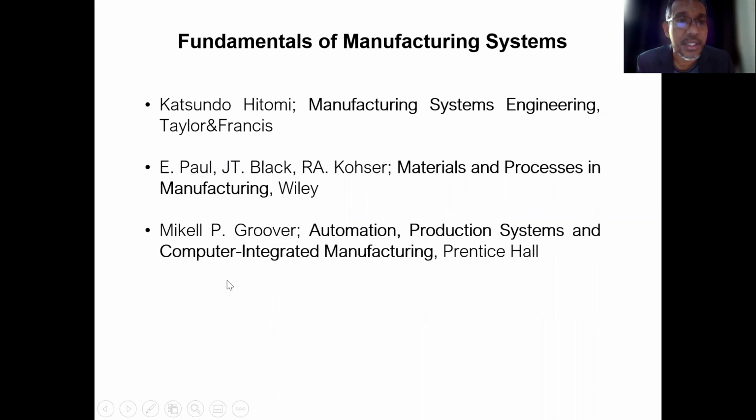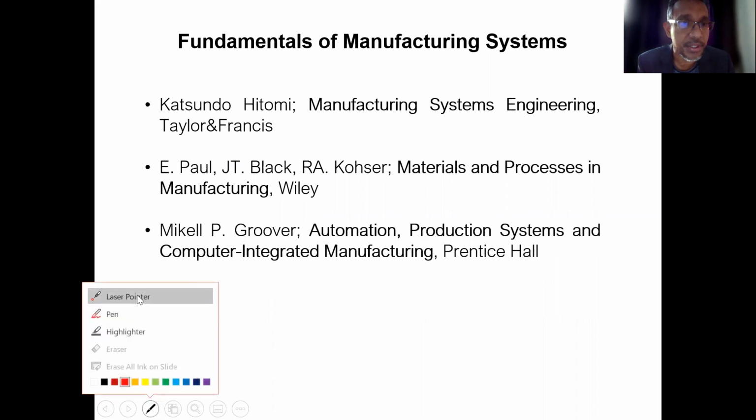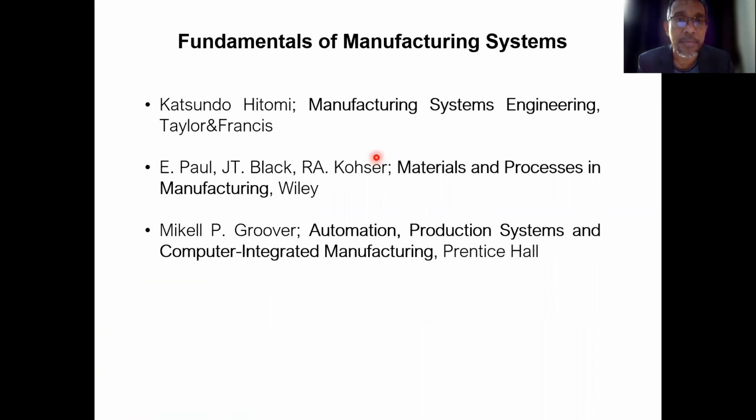We use this textbook, and I already shared it below. I also use Automation, Production Systems, and Computer Integrated Manufacturing by Groover. You can also refer to that one. We also have Manufacturing Systems Engineering and Materials and Processes of Manufacturing by Wiley. You can always refer to both of these books as well.